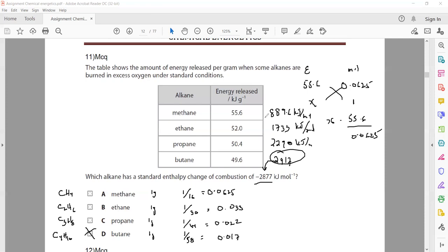Is it clear? So basically first we got the moles in 1 gram, and we divide the energy by the number of moles to get the energy release per mole.